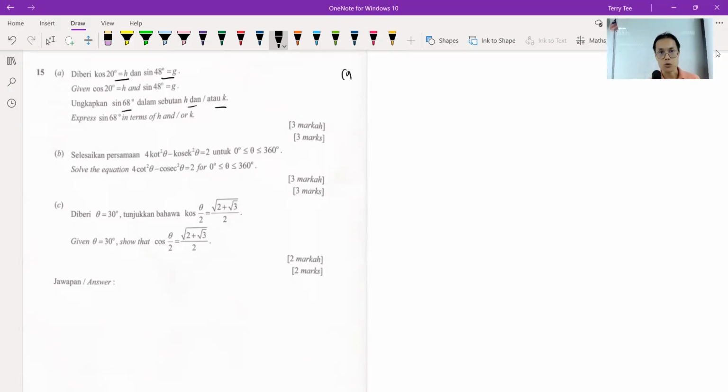So let's draw two triangles. The first triangle is 20 degrees. Cos is the ratio of adjacent over hypotenuse. Adjacent is h, hypotenuse is 1, and the other side is square root of 1 minus h squared. I'm using Pythagoras theorem here. Sine 48 is g. So let me draw a triangle like this. This is 48. Sine is the ratio of opposite divided by hypotenuse, so the adjacent is square root of 1 minus g squared. So you're supposed to express sine 68 in terms of h and g.